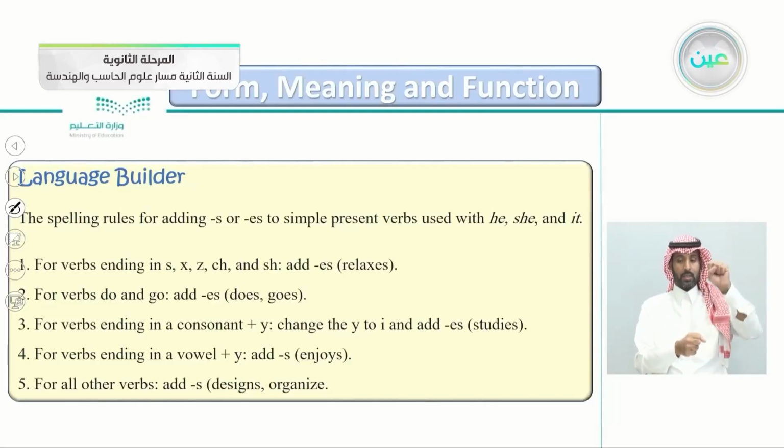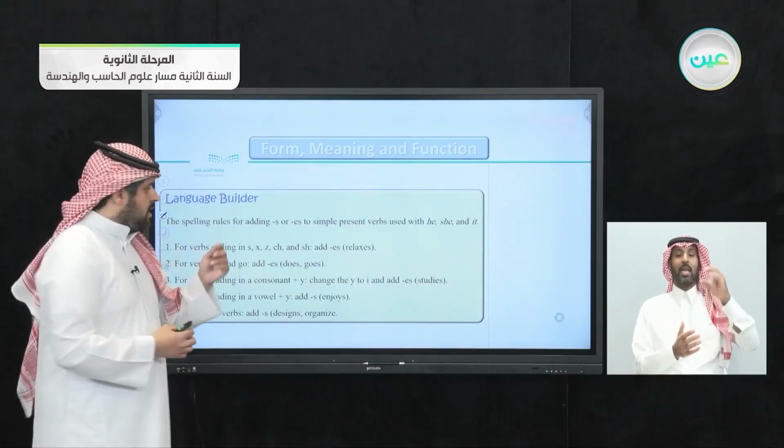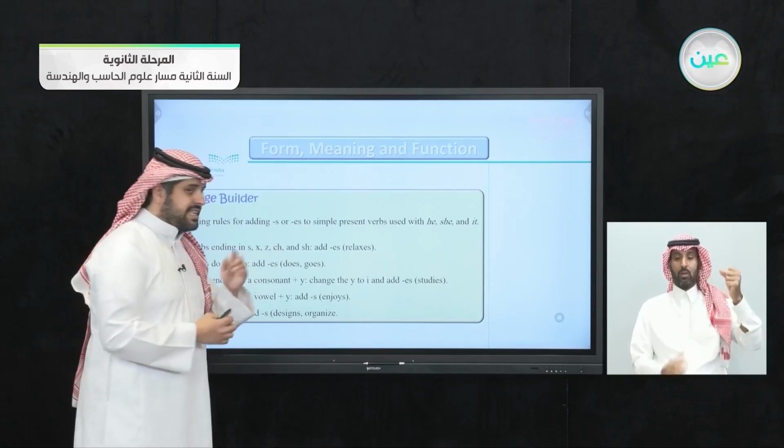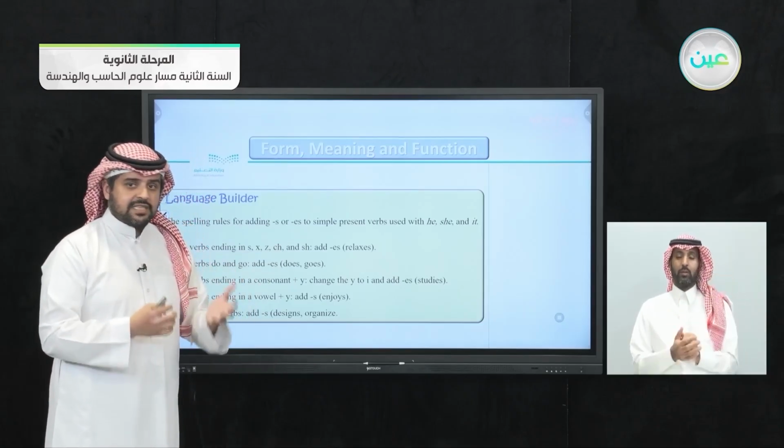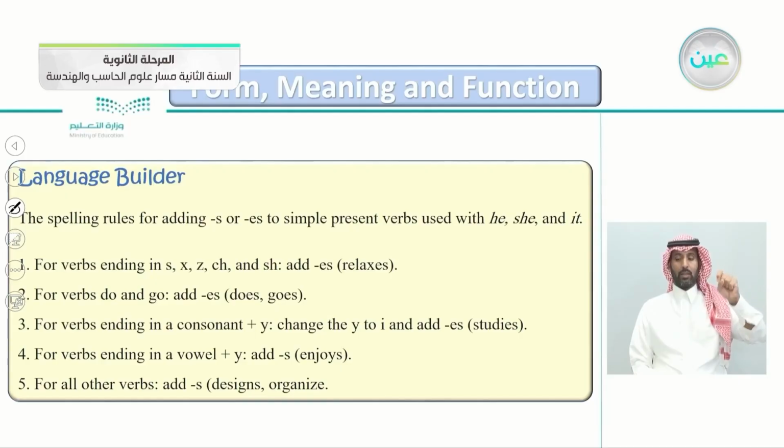Number one, for verbs ending in s, x, z, ch, and sh, we add es. For example, relaxes. When a word ends with s, z, or ch, sh, we add es, like relaxes and boxes and so on.